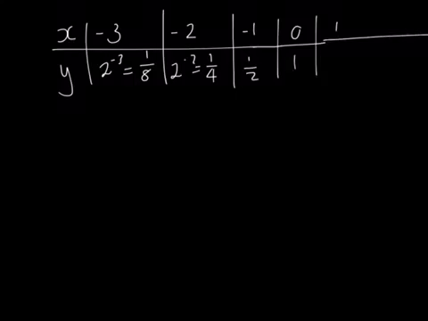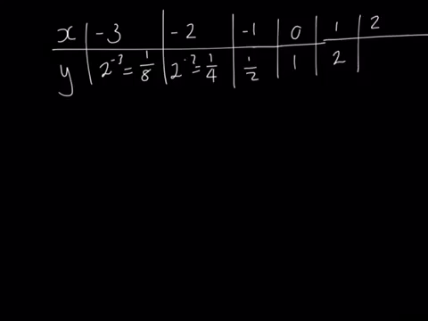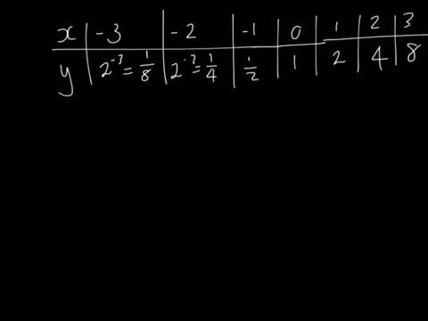1 is going to be 2 to the power of 1, which is just 2. 2 is going to be 2 to the power of 2, which is 4. And 3 is going to be 8. So can you see what happens here? As your x values go negative, your y values tend to go smaller, but never quite reach 0. And that's quite a significant feature of it.